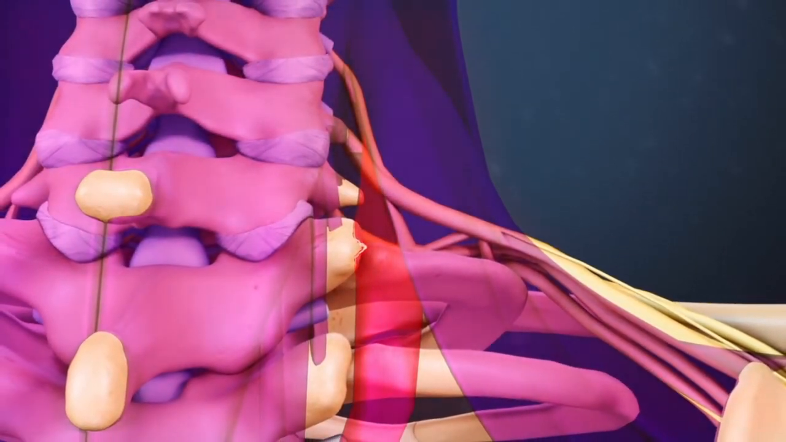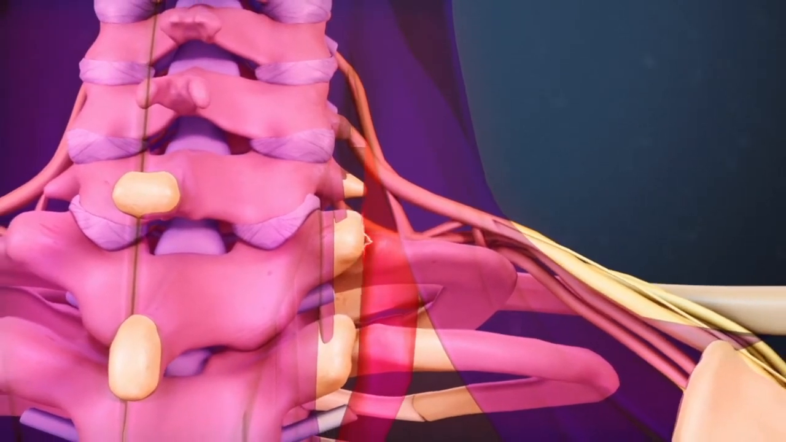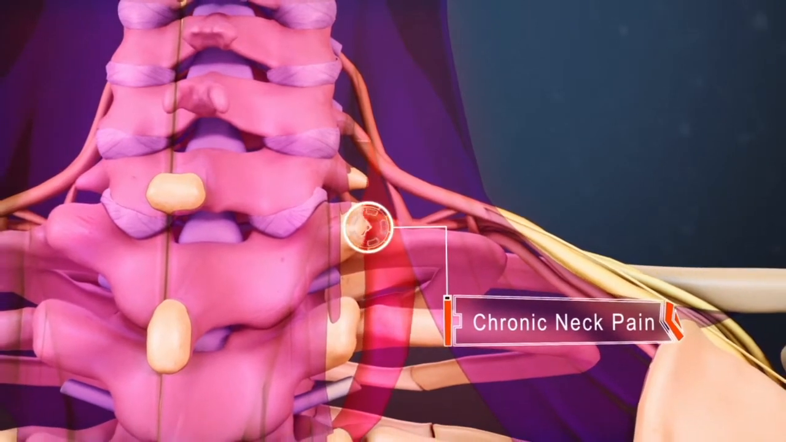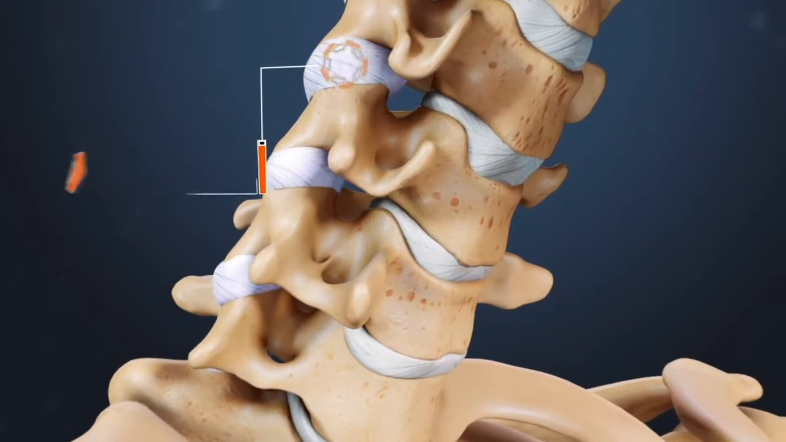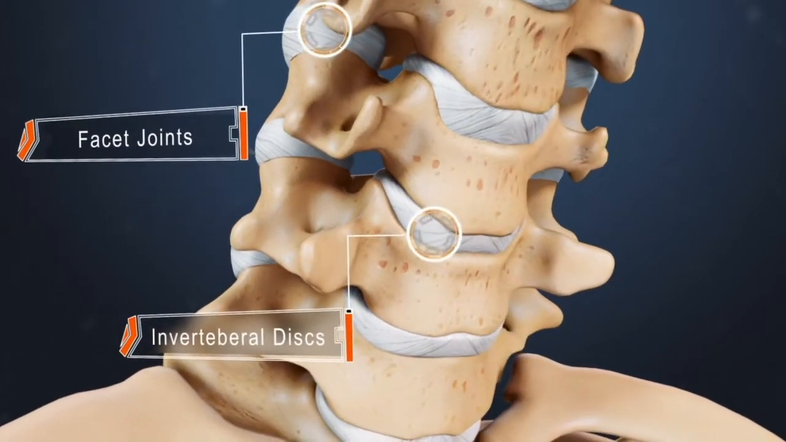The neck may become sore or stiff. If muscle spasm is involved, pain may be intense. Neck pain that lasts or keeps coming back over a period of at least 3 months is considered chronic. Common sources of chronic neck pain include the facet joints and intervertebral discs in the lower cervical spine.